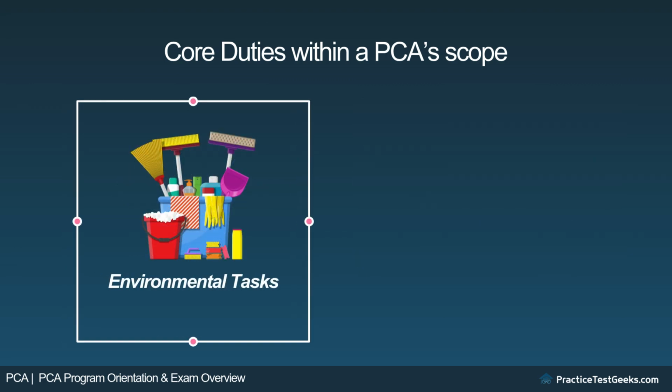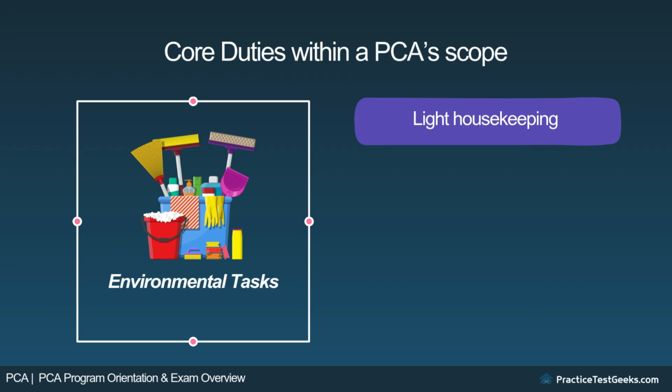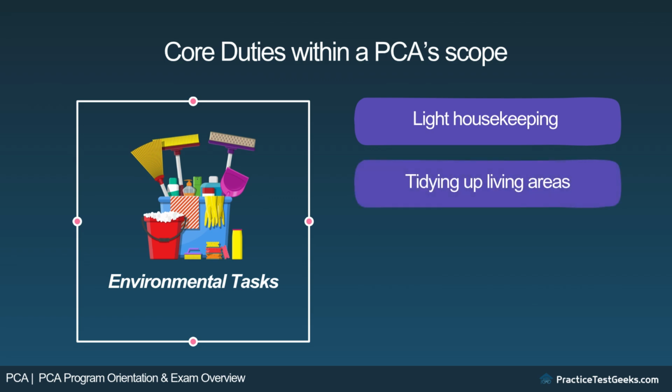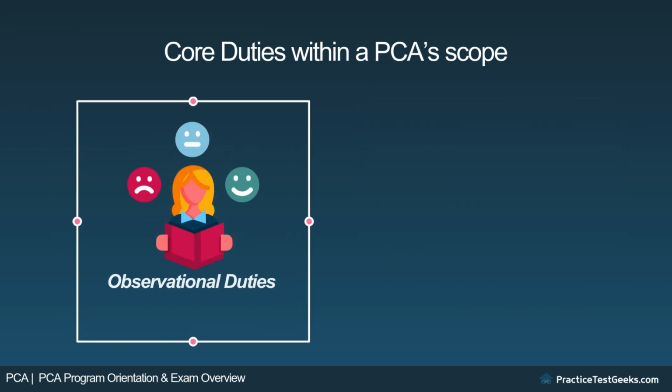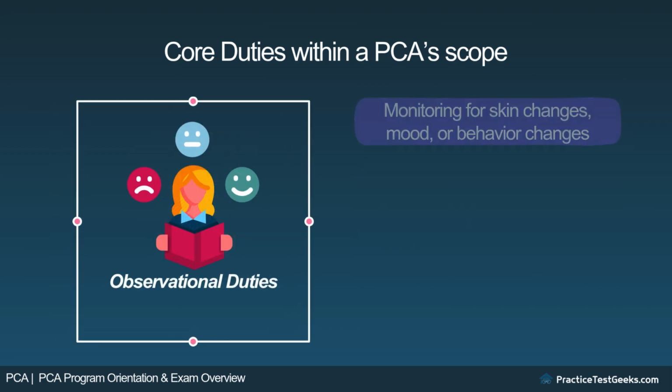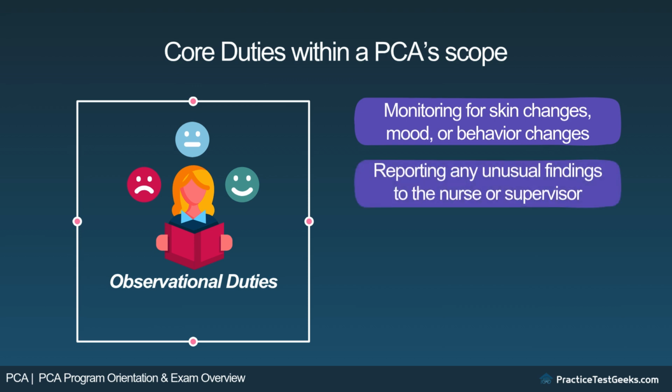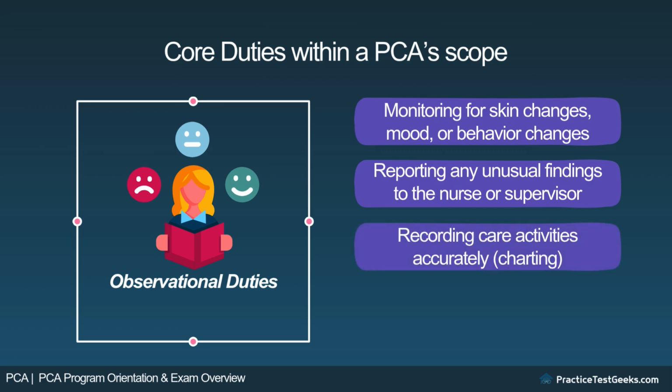4. Nutrition assistance: preparing light meals, feeding clients who cannot feed themselves, recording food and fluid intake if required. 5. Environmental tasks: light housekeeping such as laundry, dishes, making the bed, tidying up living areas, maintaining a clean, safe environment. 6. Observational duties: monitoring for skin changes, mood, or behavior changes, reporting any unusual findings to the nurse or supervisor, recording care activities accurately, like charting.